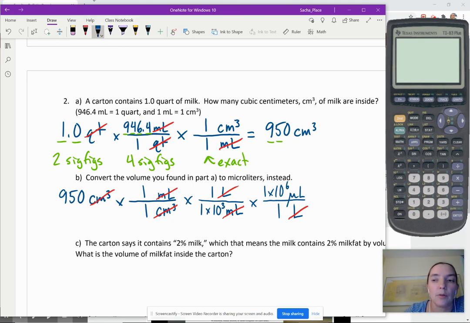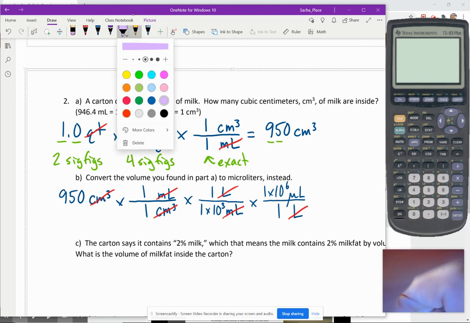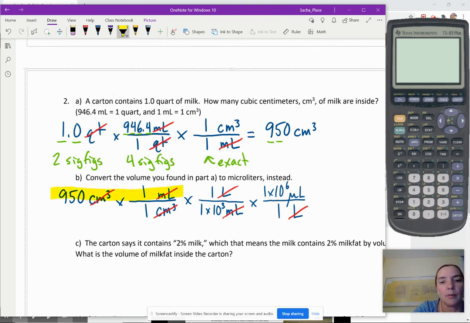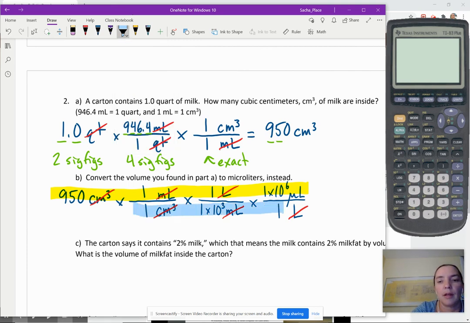I'm going to go ahead and do my math, right? So what I'm doing is I'm going to be multiplying everything that is on the top of my fraction. Right, that's essentially like 950 times 1 times 1 times 1 times 10 to the 6th. Then I'm going to be dividing by everything that's on the bottom of the fraction, which is 1 times 1,000 times 1. Right, so you can look at it like that, like you're multiplying fractions. So I'm going back to my calculator here. So I've got 950. And I could say times 1, but we know that's not going to change anything.